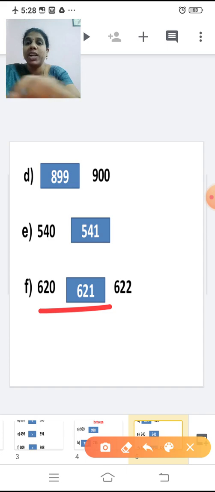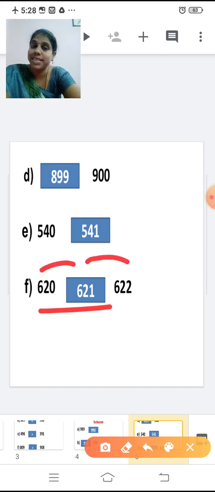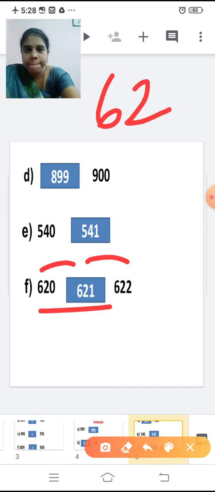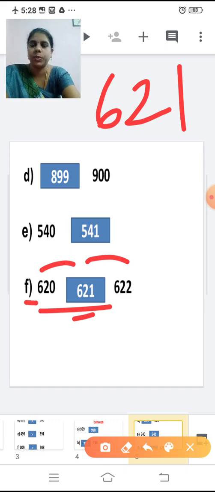Now last one. What comes between 620 and 622? After 620, 621. And before 622, 621. So 621 comes between 620 and 622.